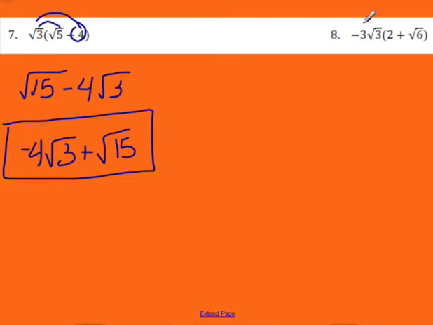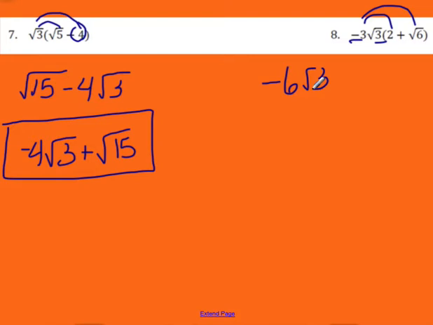Taking a look at number 8. So now we're going to take a look at number 8 and we're going to distribute that in. So the negative 3 gets multiplied by anything on the outside. And this 3 gets multiplied by anything on the inside. So negative 3 times 2 is negative 6 because we can multiply those because they're both on the outside. And then that square root of 3 is just going to kind of tag along because it doesn't have anything to be multiplied with.